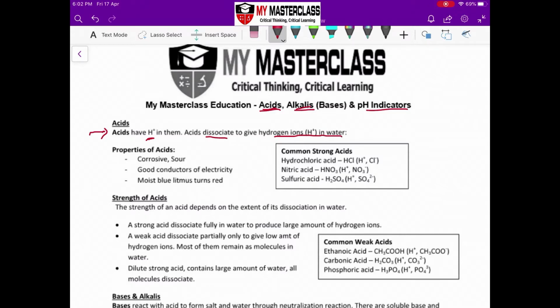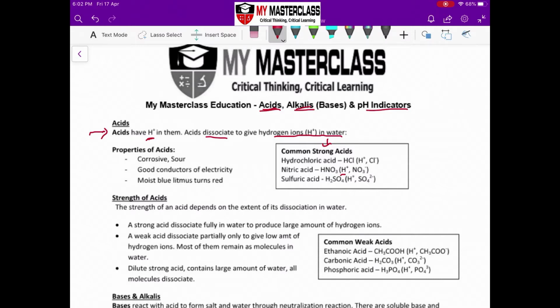Dissociate really just means it is soluble or it dissolves. Some schools use the term ionize, so it means the same thing. Let's look at some examples of acids. We have hydrochloric acid, HCl. Hydro comes from the hydrogen, which is H plus ions, and chloric comes from chlorine, so you get your chloride ions. Nitric acid, HNO3.